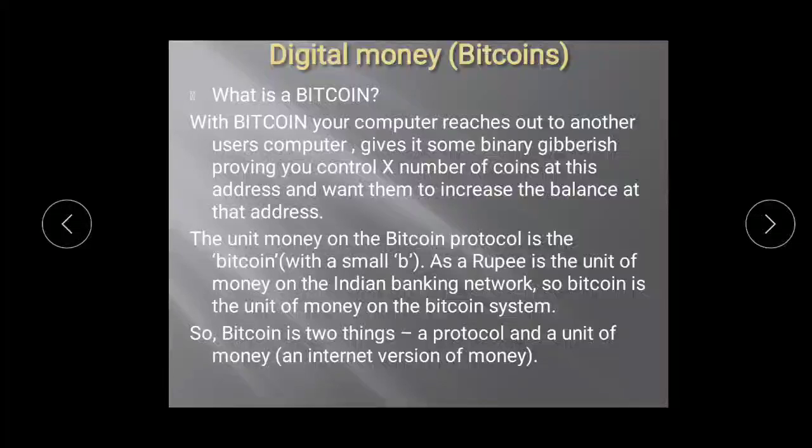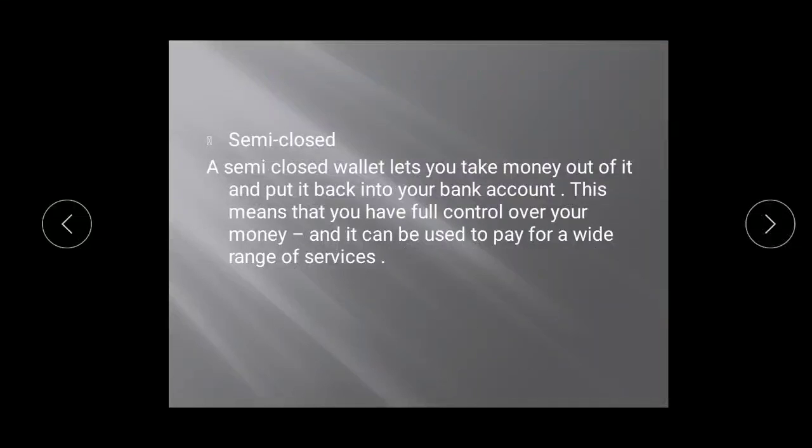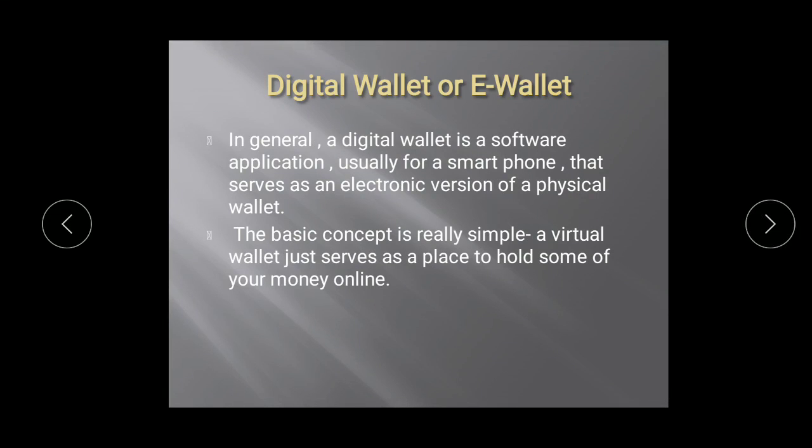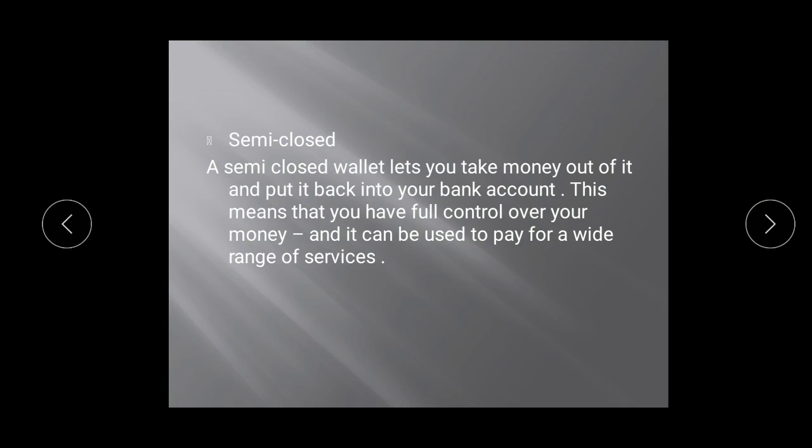We'll continue with our chapter 6, that is electronic payment system. Yesterday we had completed till semi-closed digital wallet, and closed and semi-closed were the two types of digital e-wallets. And now today we'll start with a new topic, that is Bitcoin.